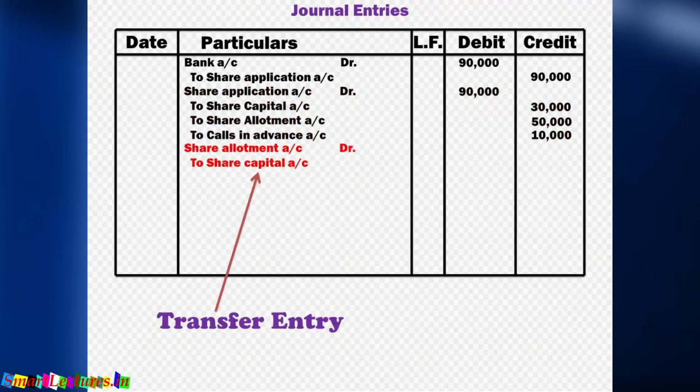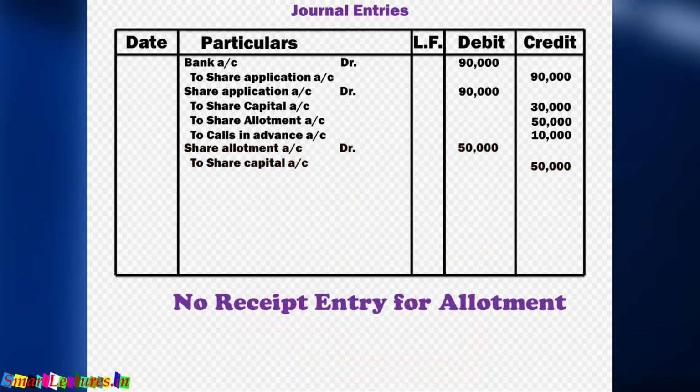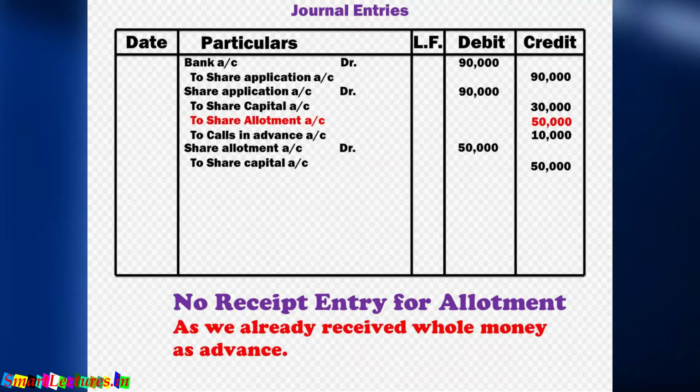Then the transfer entry for allotment. Share allotment account debit to share capital account 50,000 rupees. And there will be no journal entry for the receipt because we have already received the whole of the money as an advance. So there is no receipt entry for the allotment.